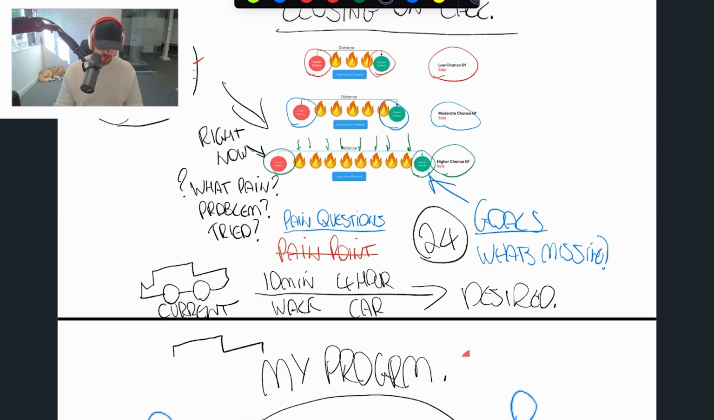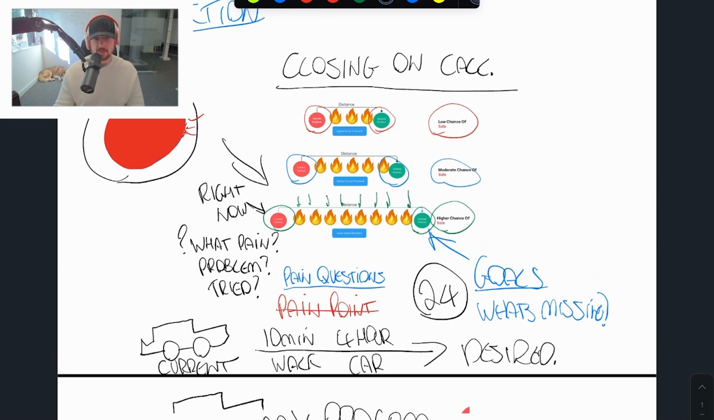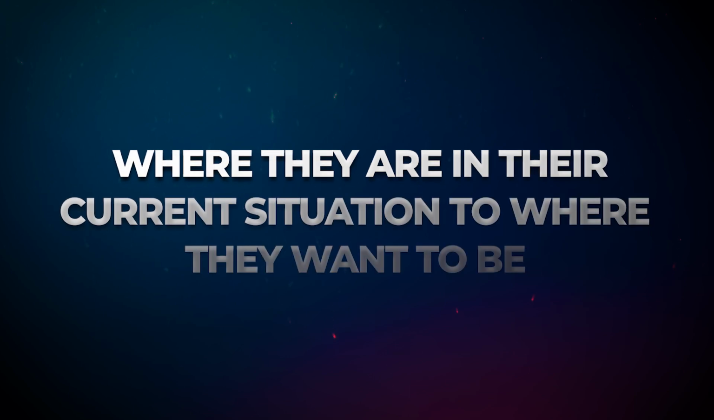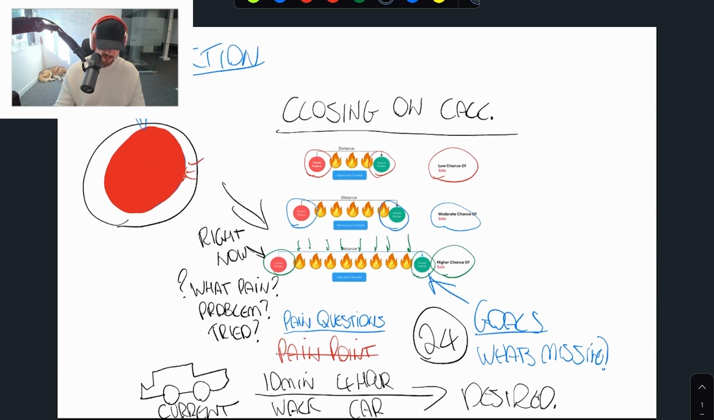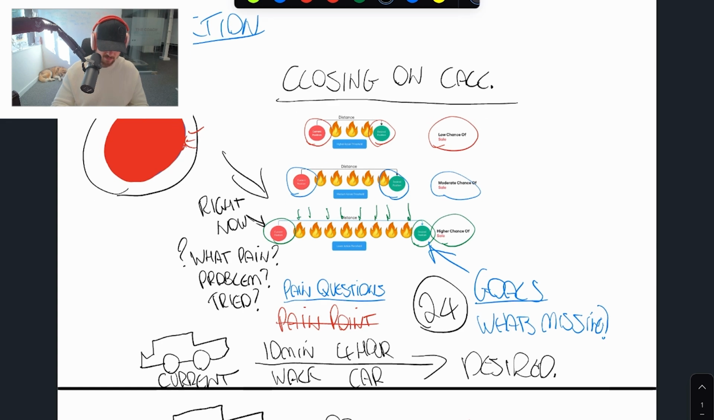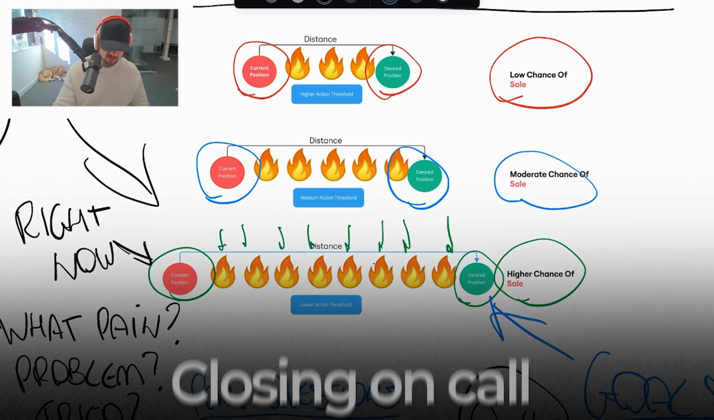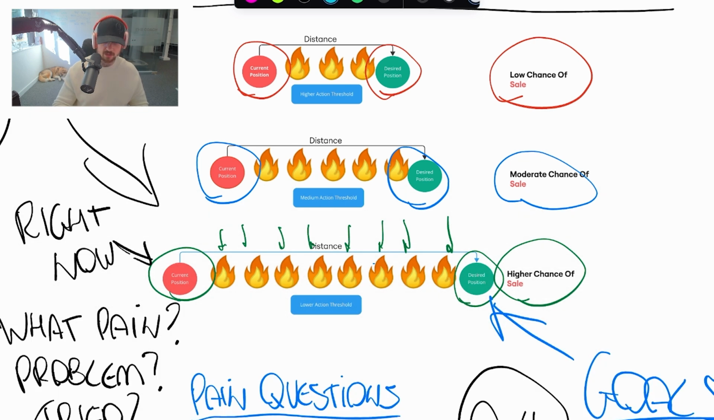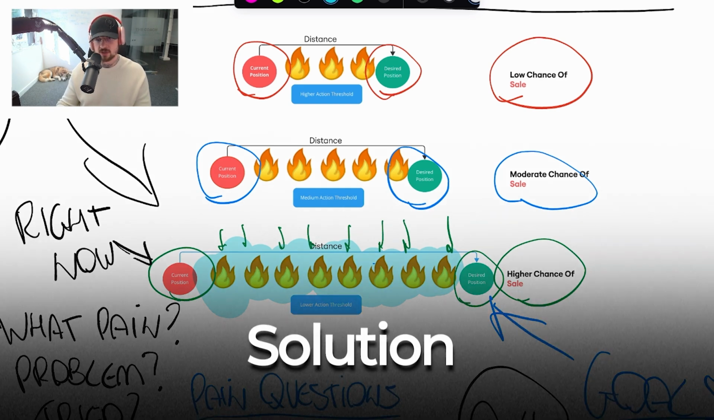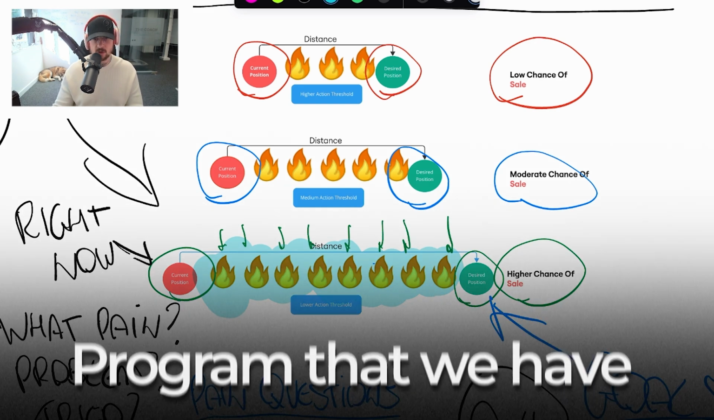We want people to be looking at your program as the gap and the bridge that gets them from where they are in their current situation to where they want to be. So, for example, in this diagram down at the bottom, if we wanted someone to get to a point of actually closing on call, the only thing we are going to do is put those fires out. We're going to put those fires out by basically saying, look, the solution to you getting away from this situation is the program that we have.